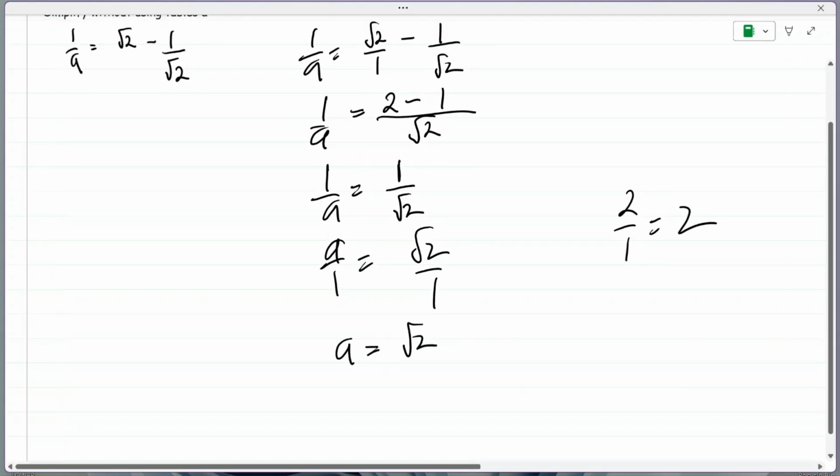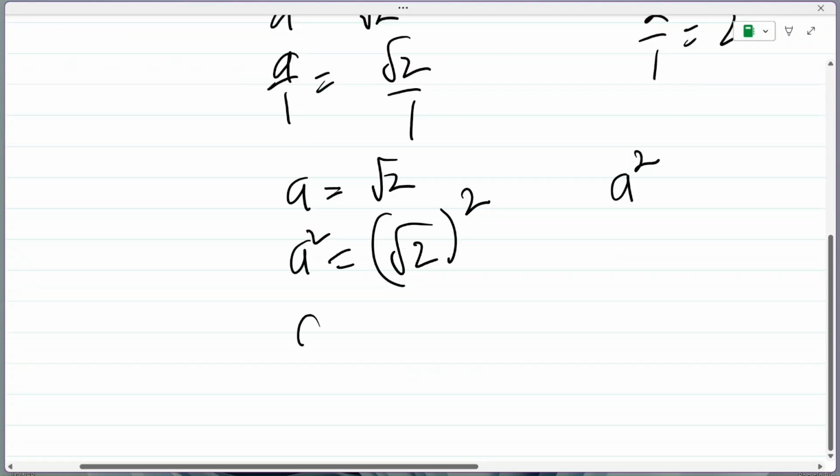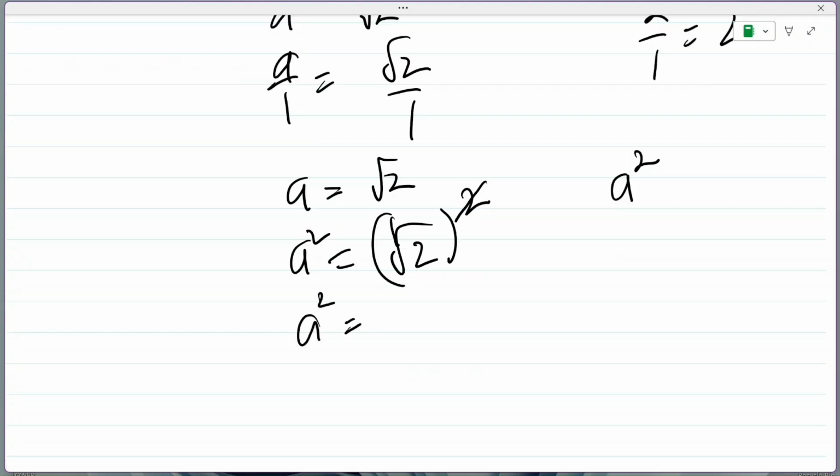But the question says, what is a square? A is root 2, so a square is also the same thing as root 2 square. A square equals, square root cancels square. You'll be left with 2. A square is 2. That's the answer to the question.